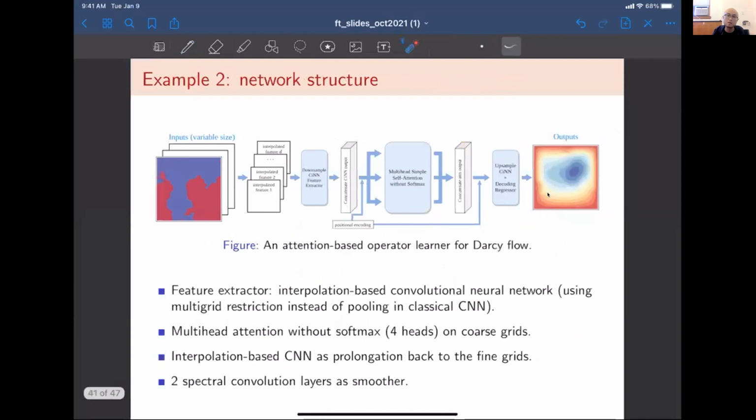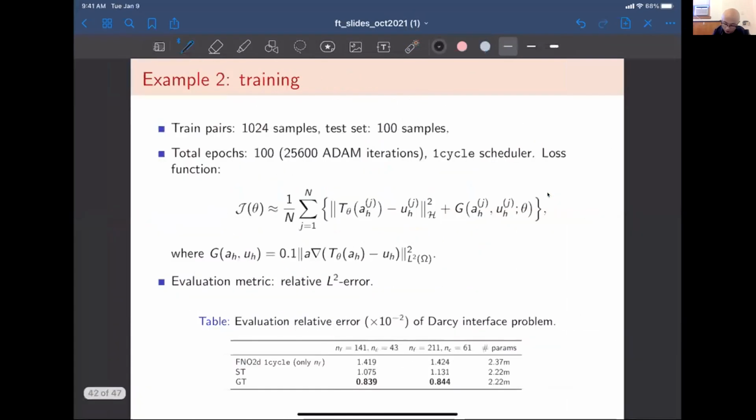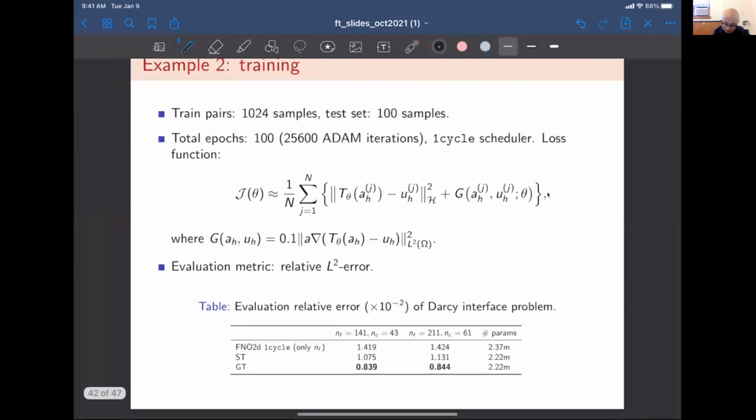And then in 2D, our feature extractor basically uses an interpolation-based CNN, and we use a multi-head simple attention. We still concatenate positional encoding in each layer, and we add this smoother from the Fourier neural operator. The Fourier neural operator takes about 2/5 of the parameters. The CNN takes about 1/5 of the parameters. And this is our result in 100 epochs. Again, our model performed the best.